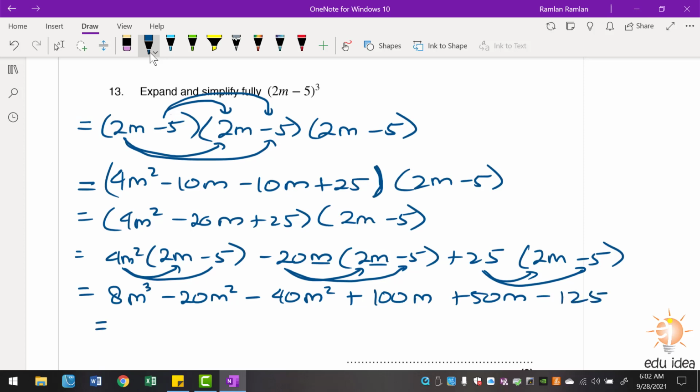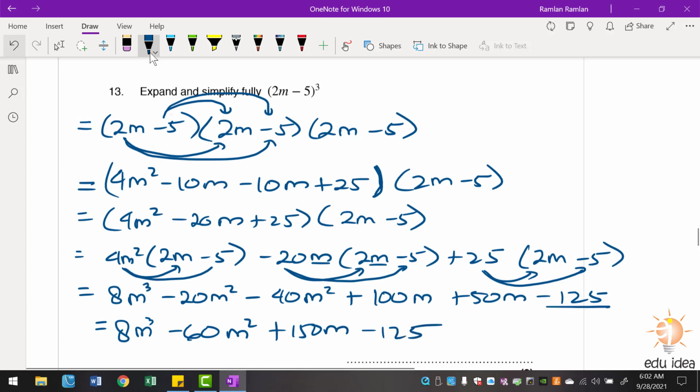Okay, the last one is to simplify. The m cubed doesn't change because this is the only term that has m cubed. And in here we have these two as the terms in which they have m squared, so you can combine them by just adding those two numbers, like minus 20 added with minus 40, you'll get minus 60, right? Minus 60 m squared. Remember that the variable doesn't change. And then the next one is this one or this one, right? So add them up to get plus 150m, and then minus 125. This one doesn't change because that one doesn't have any other terms.